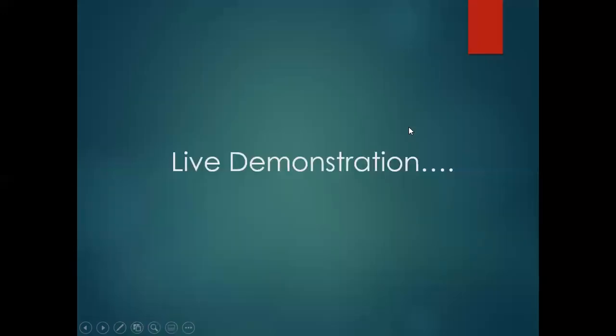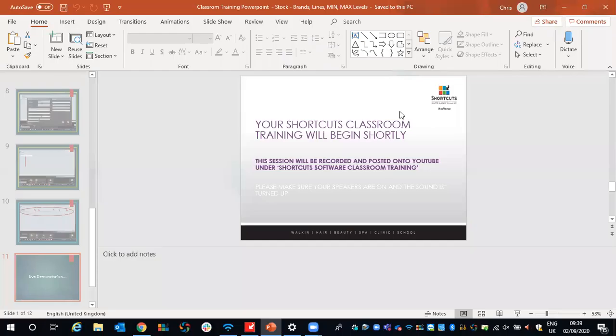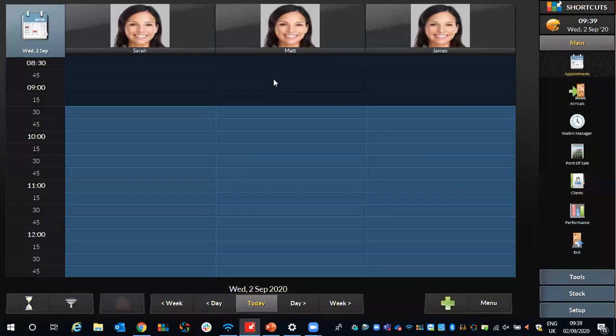Now that is basically just a very brief overview, just to give you a bit of a head start, but we're going to get right into it now. We're going to get right into our live demonstration and we are going to go into lots of detail. So all we're going to do is open up our Shortcuts Fusion system. And over on the right hand side, we're going to click the stock button just here on the far right hand side of our navigation bar.